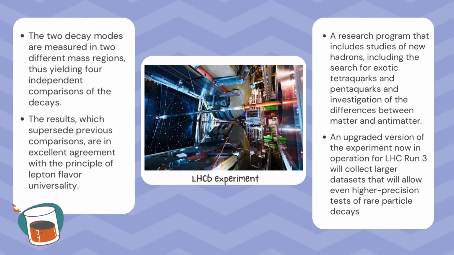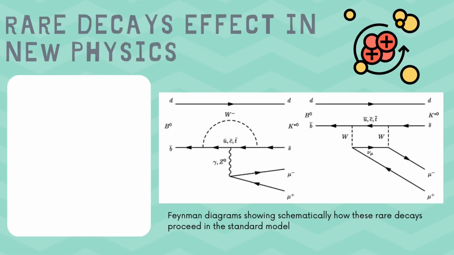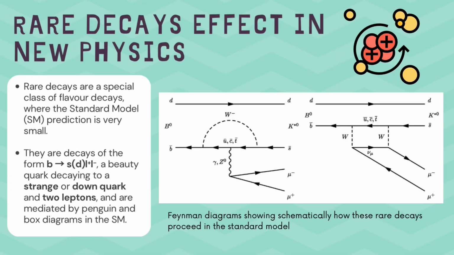That such an anomaly could potentially have been seen shows just how much remains unknown, since theoretical interpretation exposed a myriad of unanticipated possible phenomena. Rare decays and effects in new physics. Rare decays are a special class of flavor decays, where the Standard Model (SM) prediction is very small, and so new physics effects can have a very large contribution.